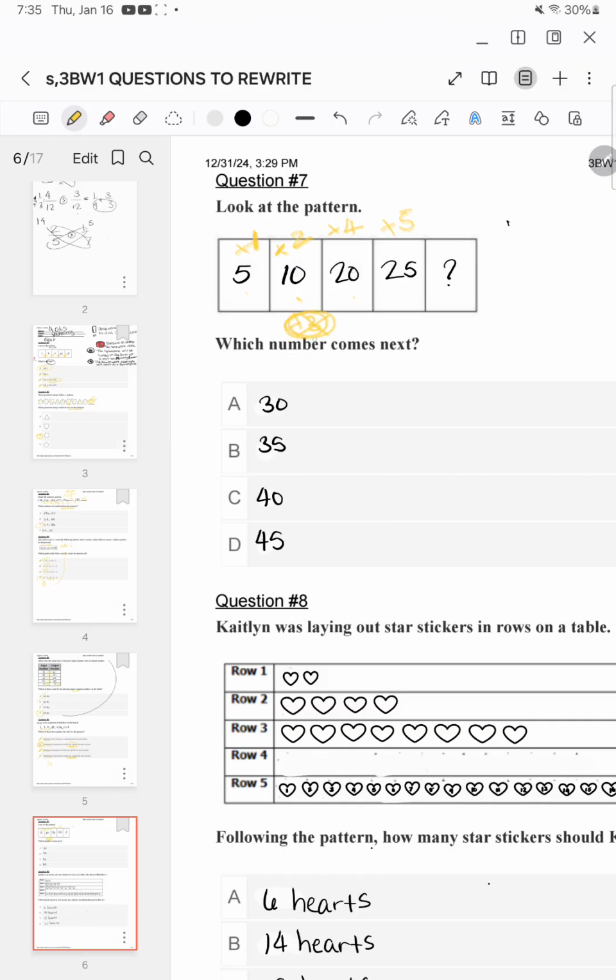But yet here, I could see they skip 3. They would probably skip 6. And that means they would go to 7. And then my answer would be 35.